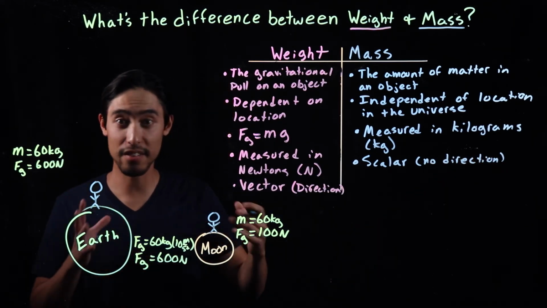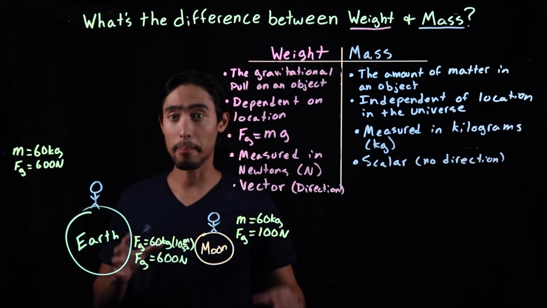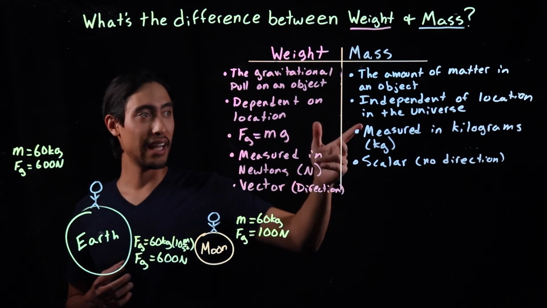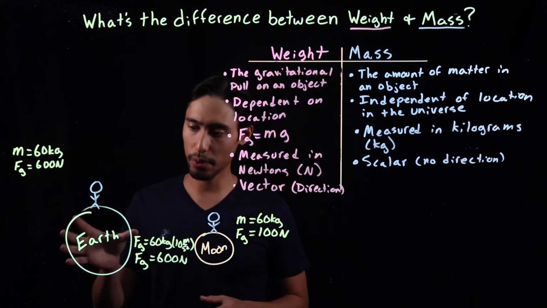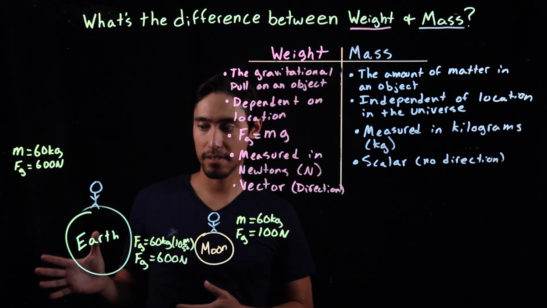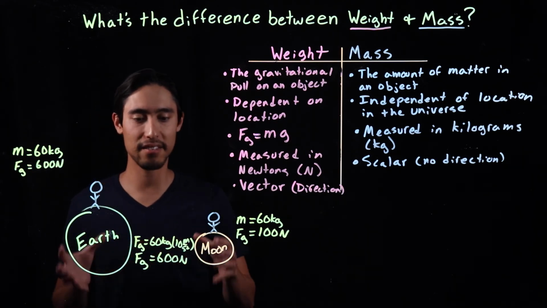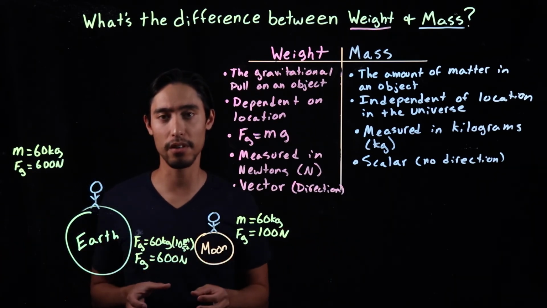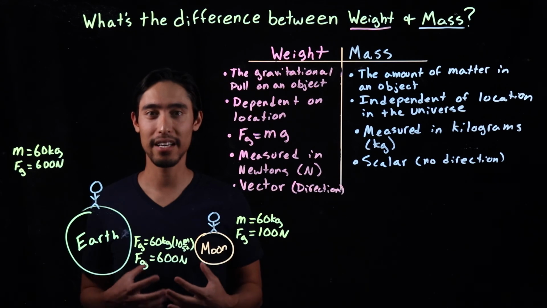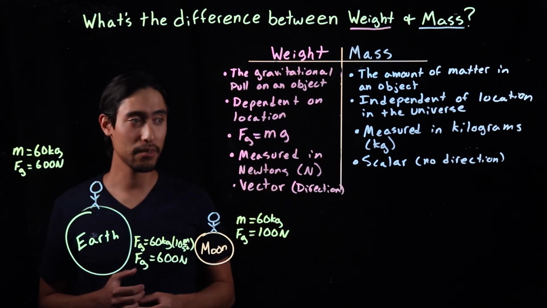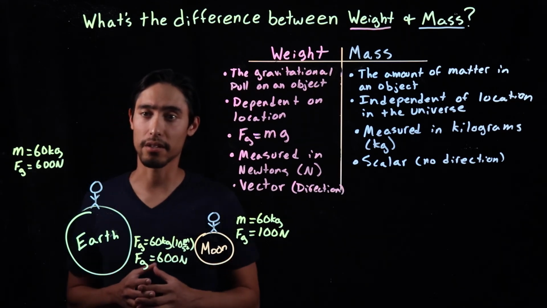All right, to just summarize everything again, mass is the amount of matter that's in an object. It is independent of location, meaning if you were to stand here on Earth and you have a certain amount of mass, that mass does not change if you move anywhere in the universe because the amount of matter in your body doesn't change. It's measured in kilograms, and mass is also a scalar.